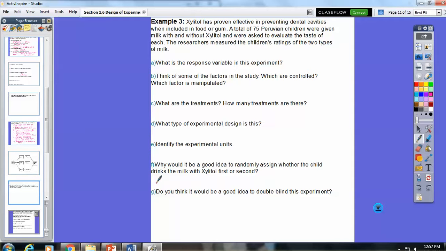So, an example: xylitol has proven effective in preventing dental cavities when included in food or gum. A total of 75 Peruvian children were given milk with and without xylitol and were asked to evaluate the taste of each. The researchers measured the children's ratings of the two types of milk. So, what is the response variable there? The response to the non-cavities. Well, we were trying to see what they thought of the taste, so we had them rate the milk.